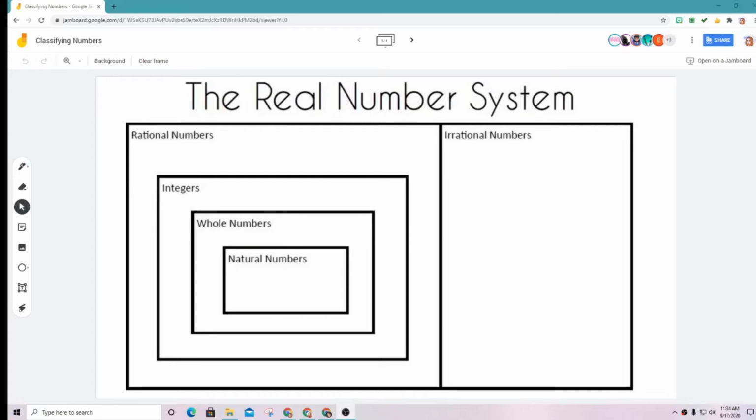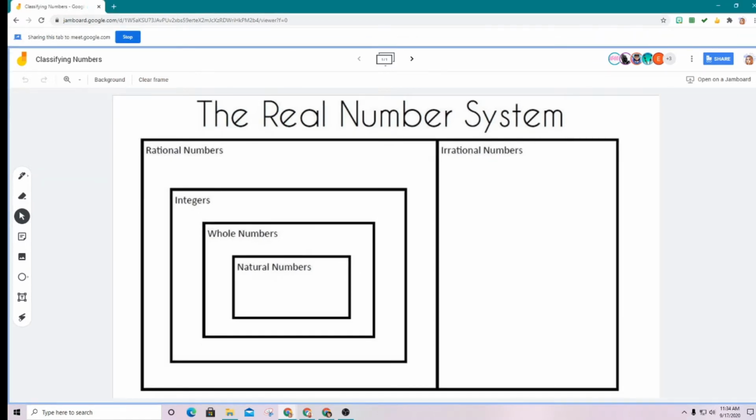Okay, so we're going to talk about the real number system. So that's what we're talking about today. Let me share this with you. I shared the Jamboard. I'm also going to share the screen so you can look at what I'm writing.